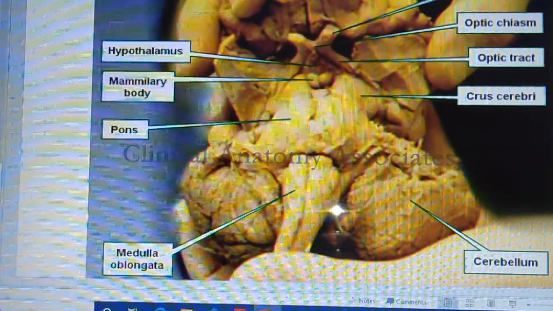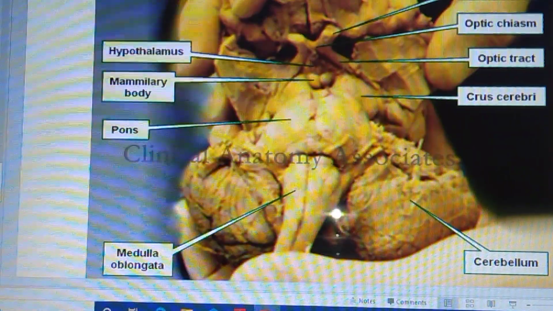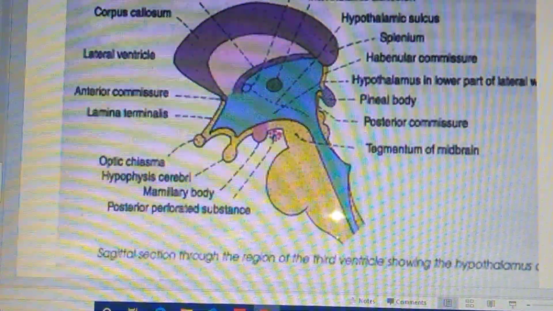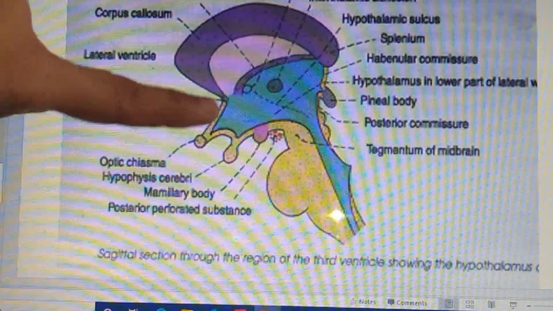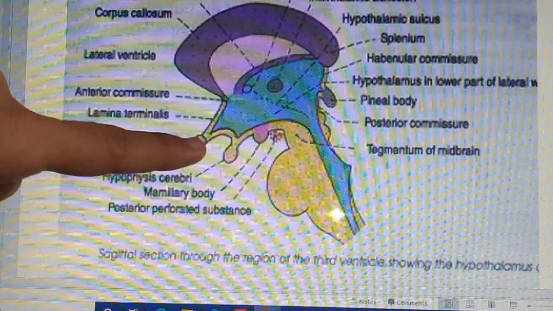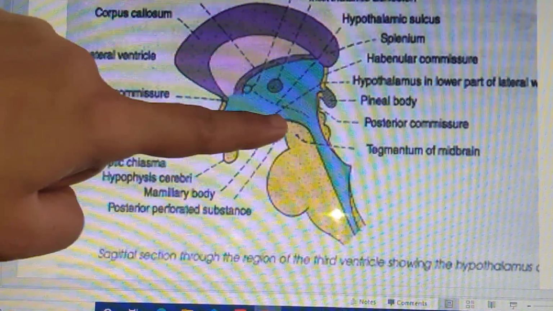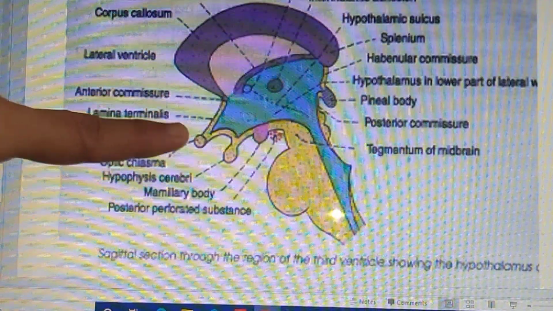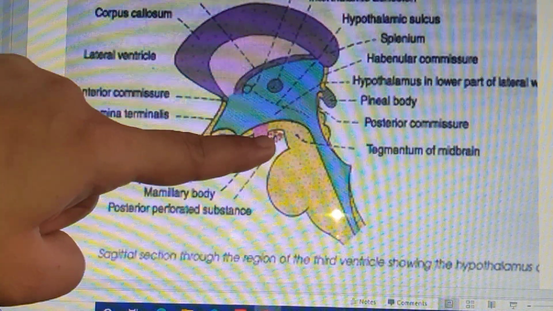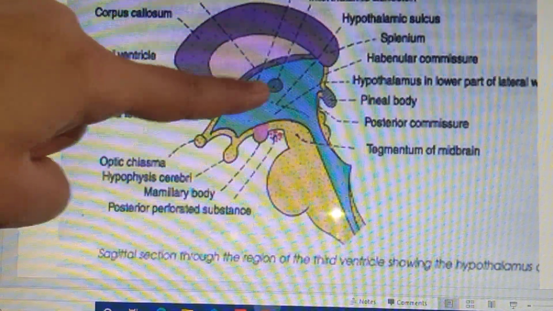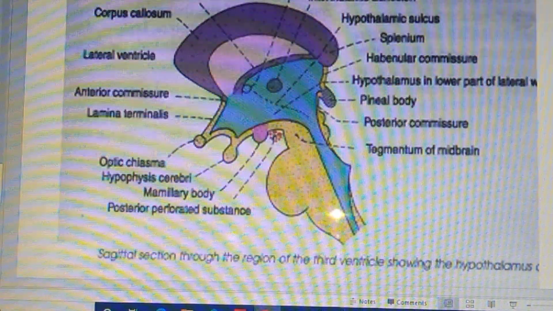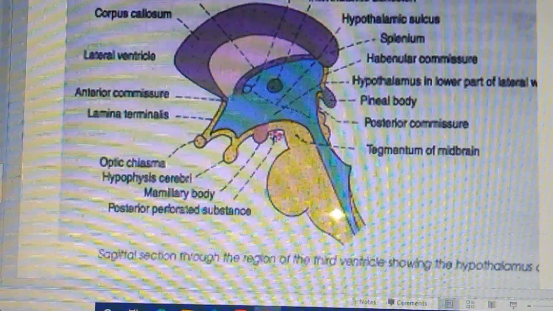Now if you see it in the sagittal section, again coming back to the first diagram here, in the sagittal section of the brain, it is bounded anteriorly by the lamina terminalis, this is the lamina terminalis, and inferiorly by the floor of the third ventricle. This is the floor of the third ventricle, that is from the optic chiasma up to the posterior perforated substance, and posterior-superiorly by the hypothalamic sulcus. So these are the boundaries in the sagittal section of the brain.